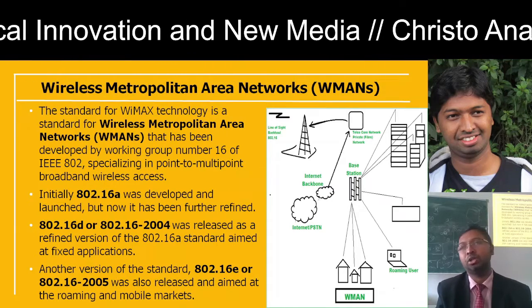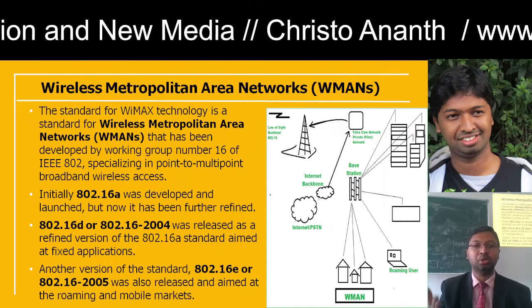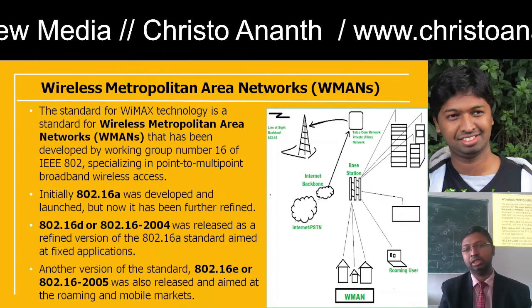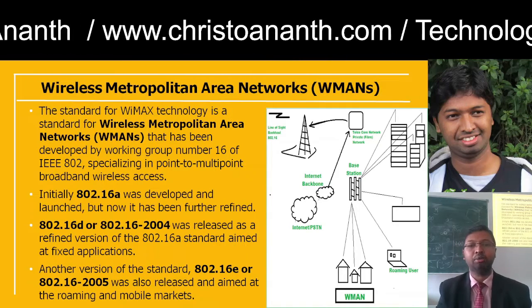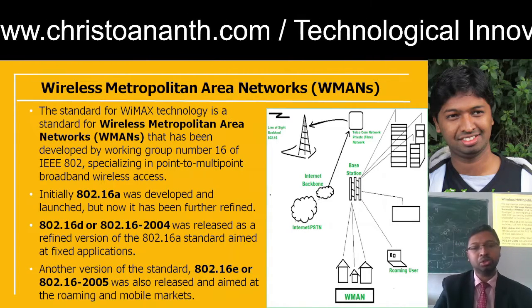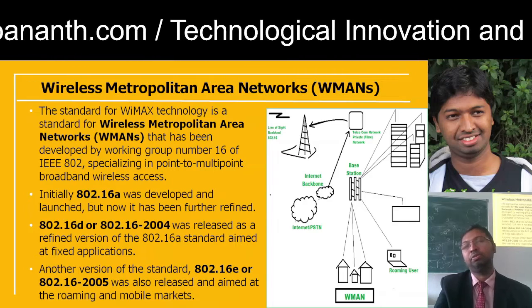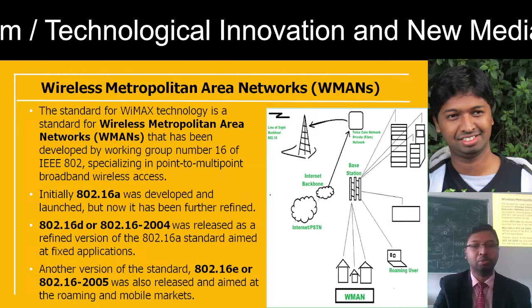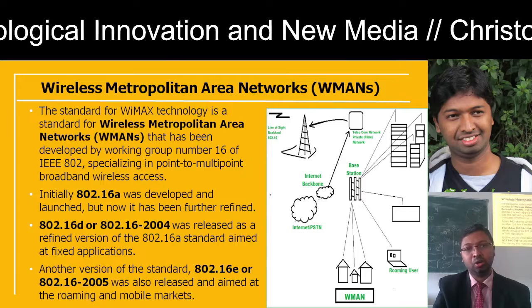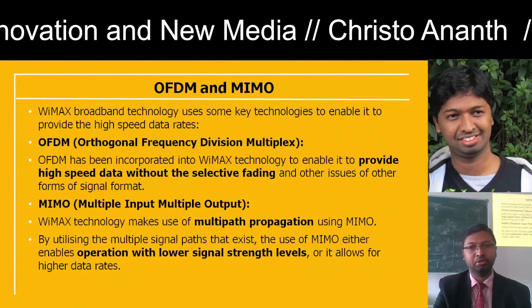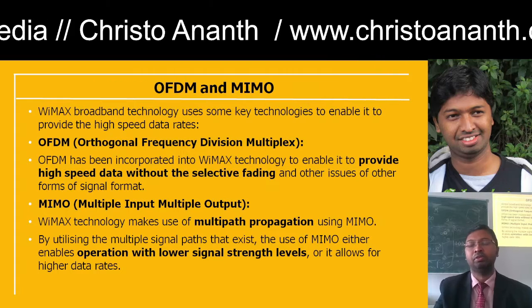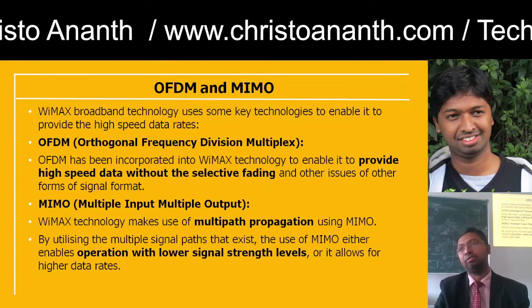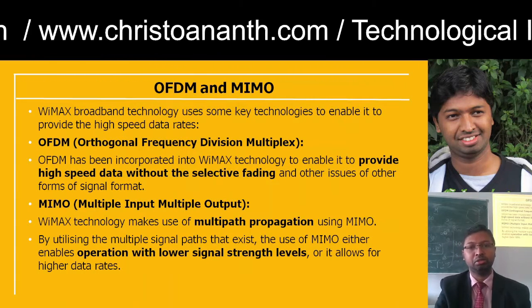We'll have 802.16d, 802.16 2004 was released, and after that came 802.16e, or 802.16 2005. Especially for roaming as well as mobile networks and mobile markets, you can use the wireless metropolitan area network. And then we'll have orthogonal frequency division multiplexing, especially for providing high speed data without selective fading. That is the reason you use OFDM.